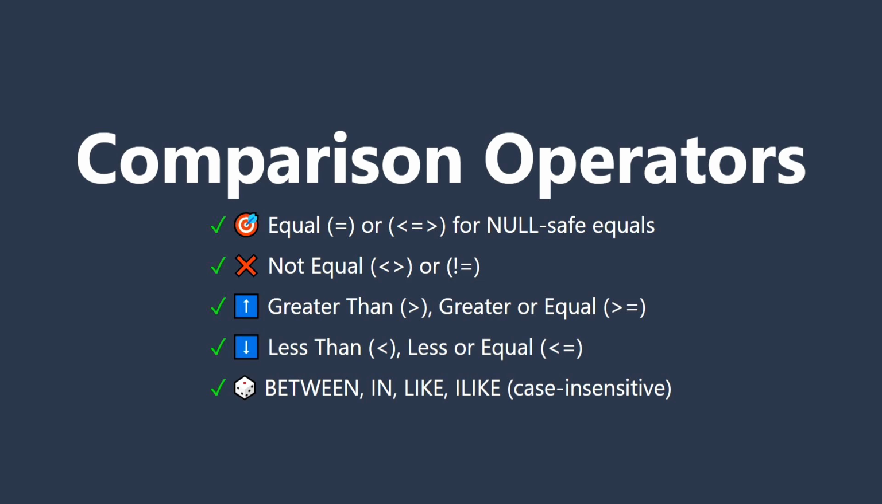Greater than and less than operators work just like in math, including their less than or equal to and greater than or equal to variations. And for range comparisons, BETWEEN is cleaner than using multiple conditions.